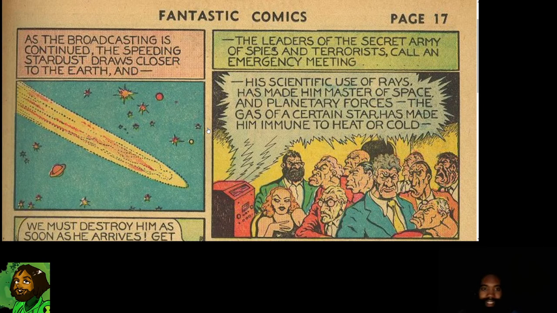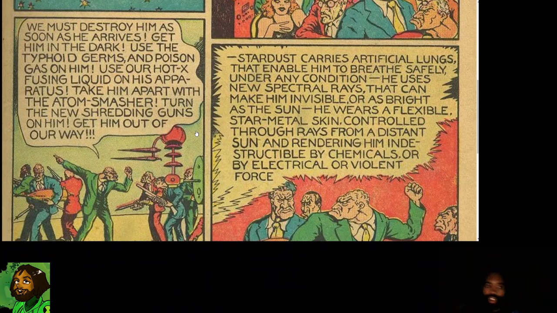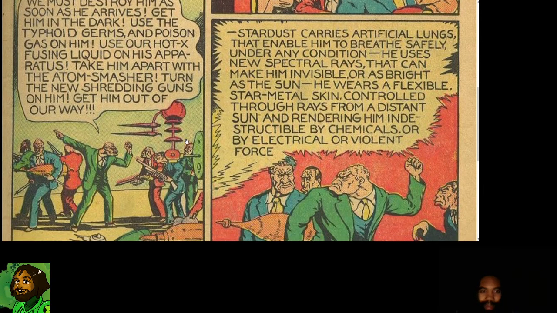As broadcasting is continued, the speeding Stardust draws closer to the Earth, and the leaders of the secret army of spies and terrorists call an emergency meeting. His scientific use of rays has made him master of space and planetary forces. The gas of a certain star has made him immune to heat or cold. We must destroy him as soon as he arrives. Get him in the dark. Use the typhoid germs and poison gas on him. Use other hot X fusing liquid on his apparatus. Take him apart with the atom smasher. Turn the new shredding guns on him. Get him out of our way.